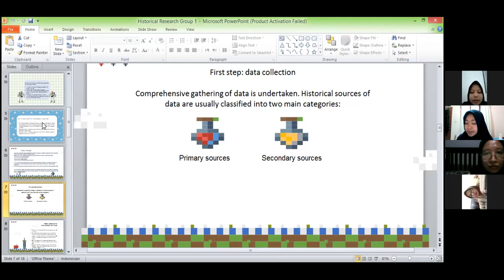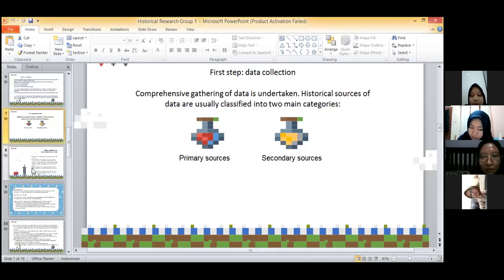Okay, now I will explain about the steps. The first step is data collection. Comprehensive gathering of data is undertaken. Historical sorts of data are usually classified into two main categories. The first is primary source. The second is secondary source. Next slide.